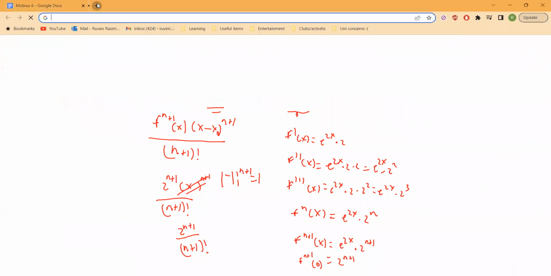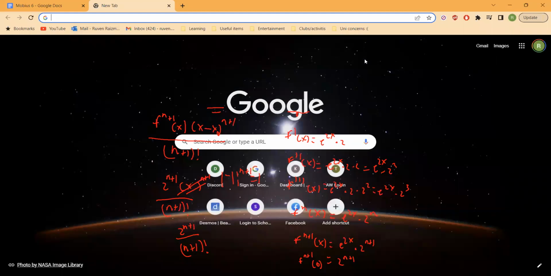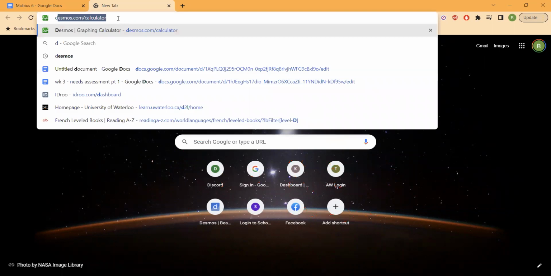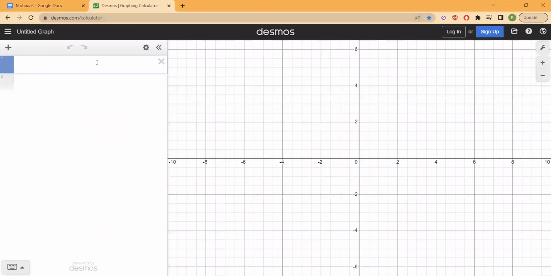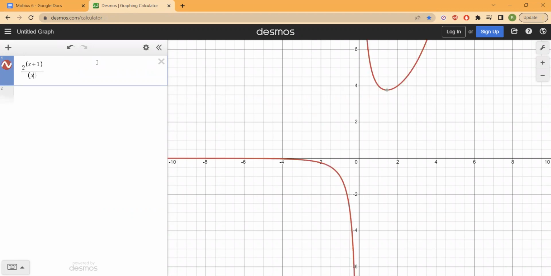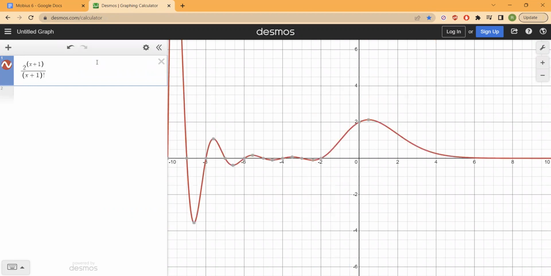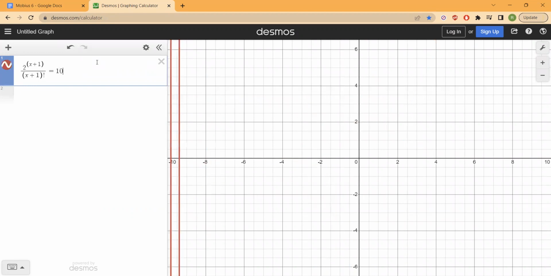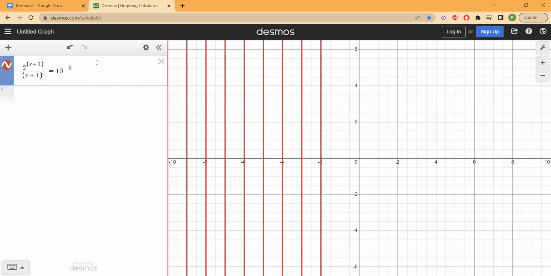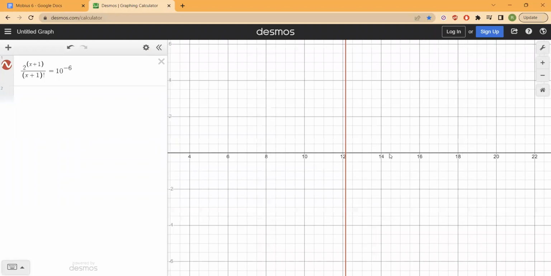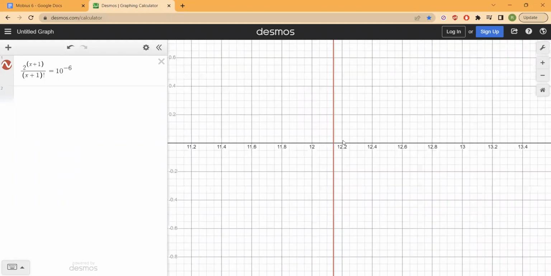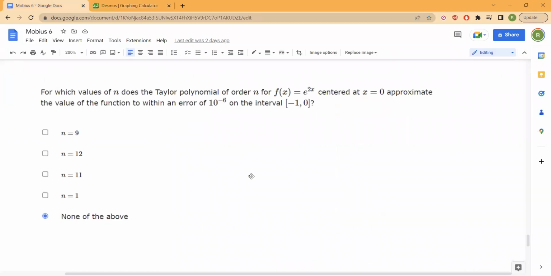What I usually do during this is I would just open up Desmos. So let's clear all drawings. I'm going to open up Desmos, and if we put in an equation, 2^(x+1) over (x+1) factorial, that should be equal to 10^-6. So if we scroll, we see that this happens at 12 point something over here. There's no 12 point something here, because it has to be a natural number.